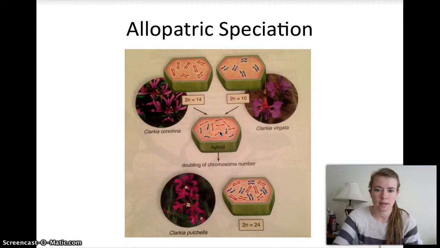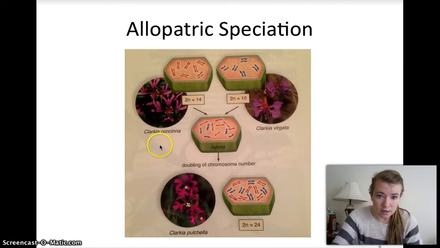Now this hybrid has 7 from one, 5 from the other. It has a chromosome number of 12. However, they can't match up because they're different chromosomes. But if they were to double the chromosome number, synthesize a new copy of DNA, now each chromosome has a match and it has a 2N number of 24. So it's made a new species right there.